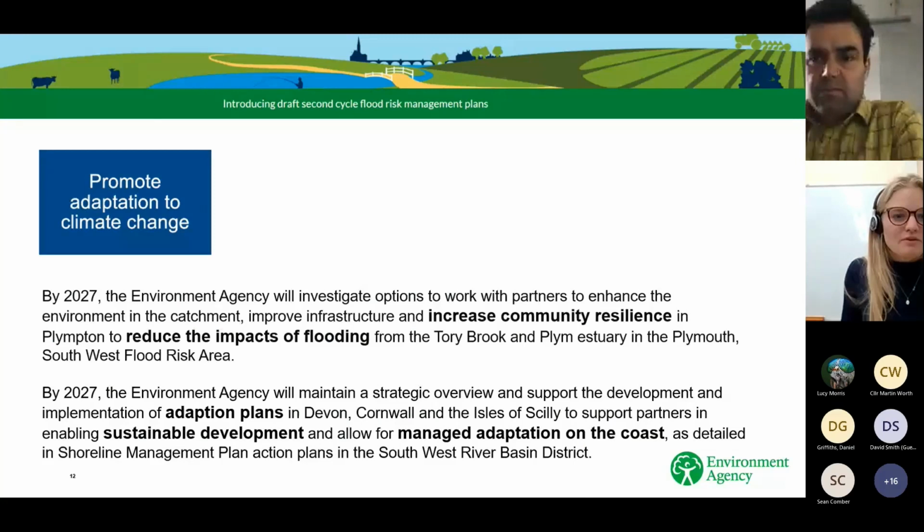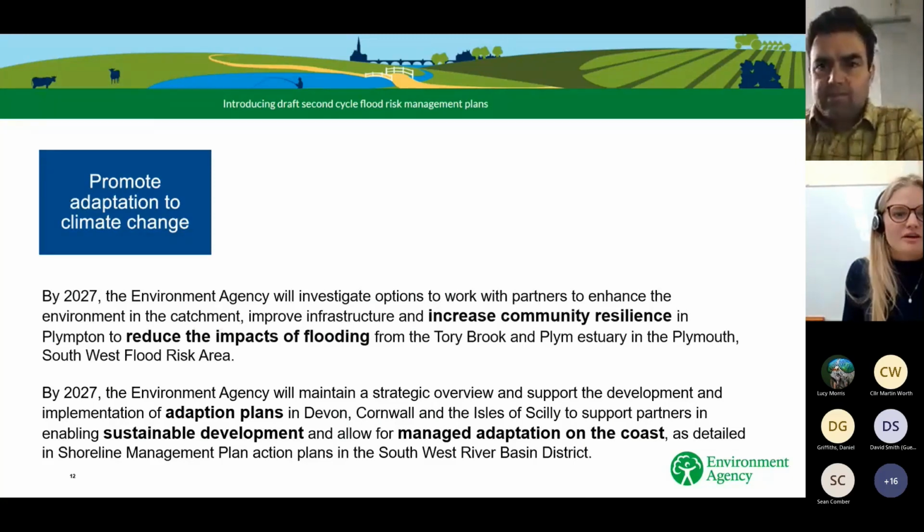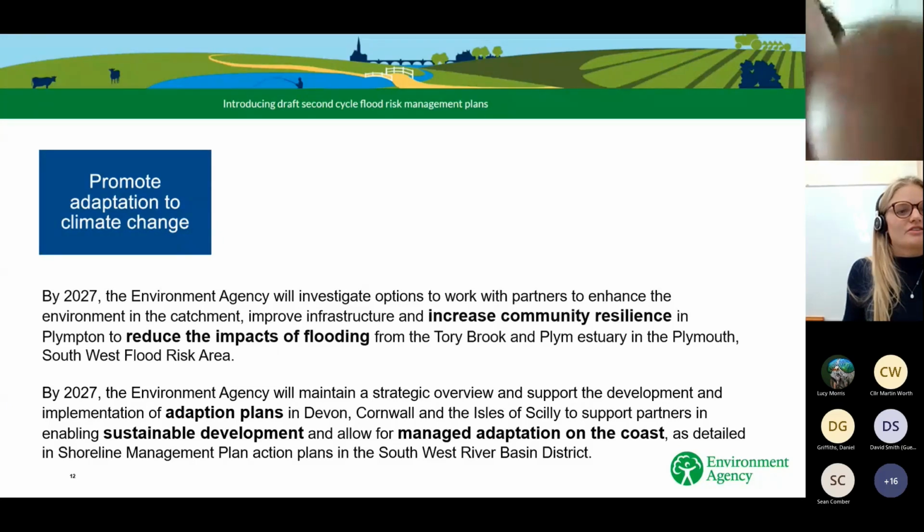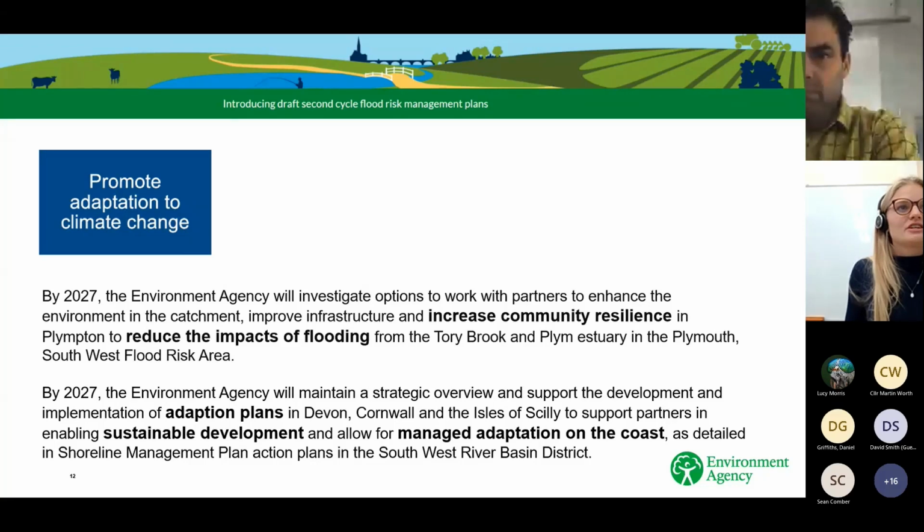So here we've got promoting adaptation to climate change. The top measure here is of the Tory Brook in Plympton. This is all about increasing our community resilience, as well as making infrastructure improvements and enhancing the environment. That's quite a detailed scale measure. But then we've also got a higher scale measure, which is implementation of adaptation plans in Devon, Cornwall and Isles of Scilly to better manage adaptation along the coast.